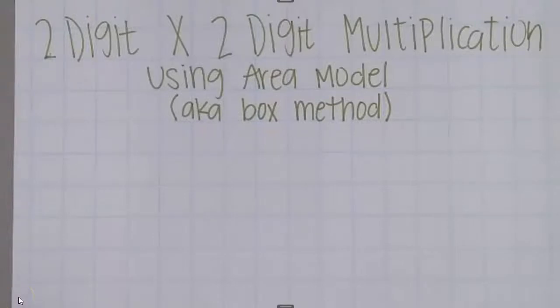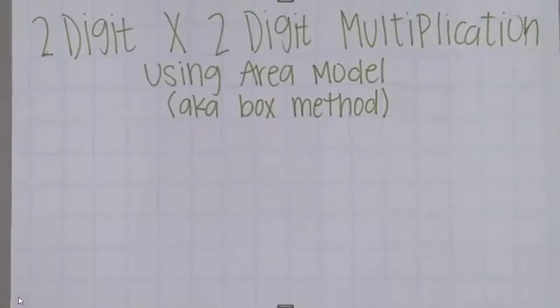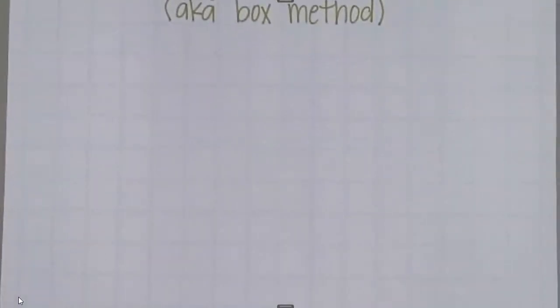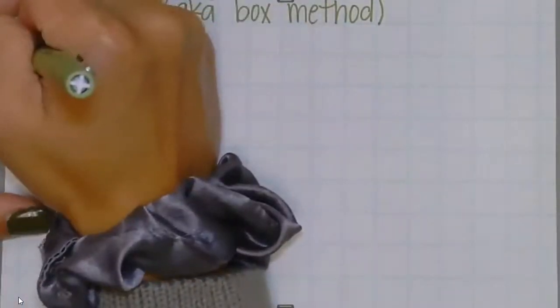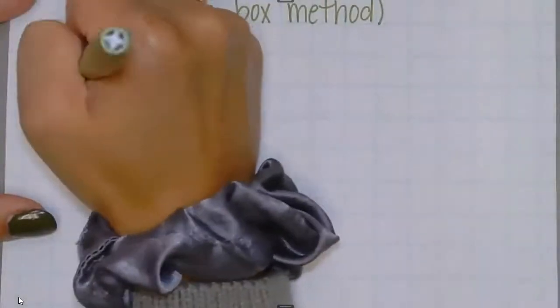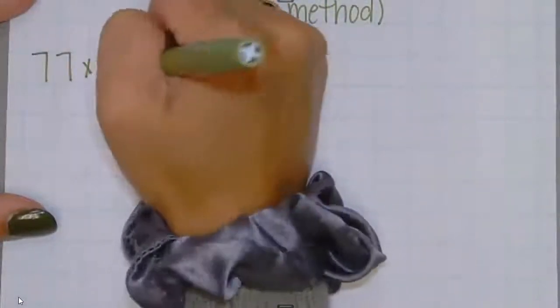Two-digit times two-digit multiplication using the area model. This is also known as the box method. The way that we do this is, first and foremost, we start with a two-digit times two-digit number. So we can start with the number 77 times 13.